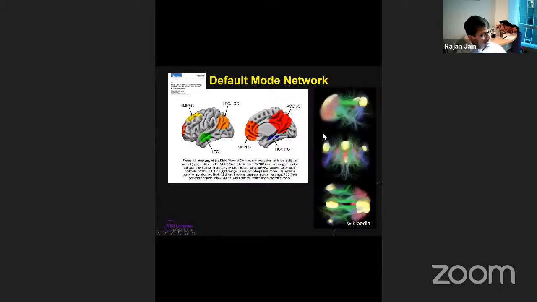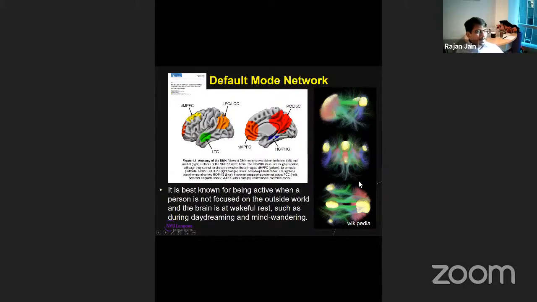And this is an example taken from Wikipedia, looking at even the fiber tracks connecting these networks. But the beauty is that it's best known for being active when a person is not focused on the outside world and the brain is at wakeful rest, right? And that's kind of connecting with the daydreaming component, mind wandering component. So what I'm trying to say is that when we are daydreaming or mind wandering in that particular phase of your attention span, your default mode network is actually much more active, right?